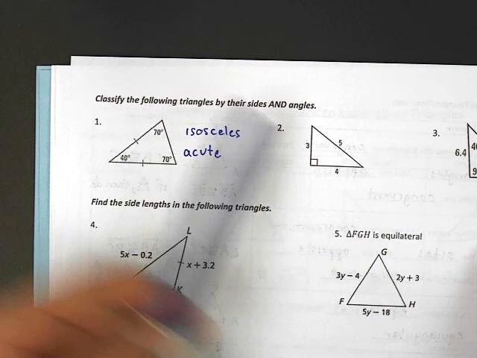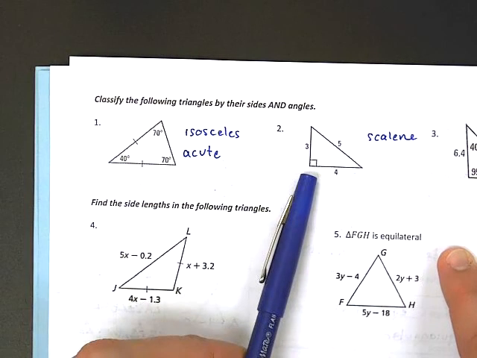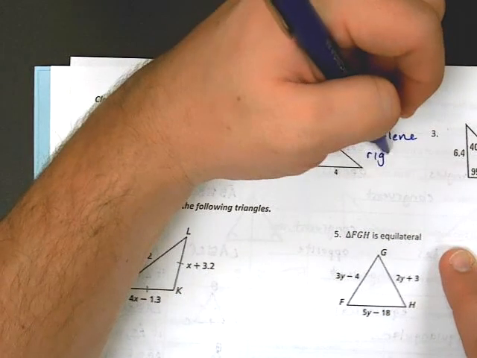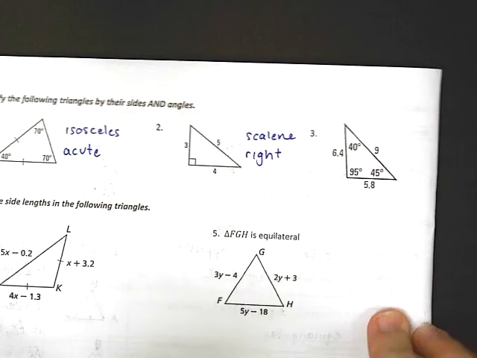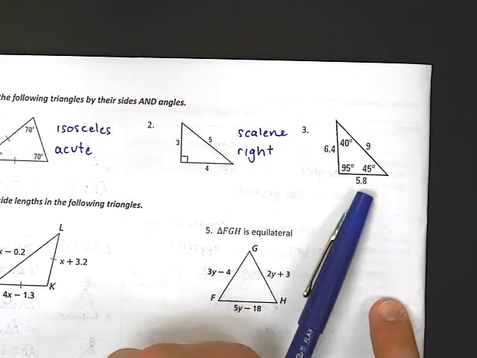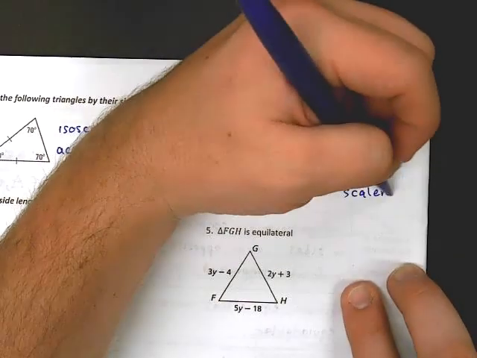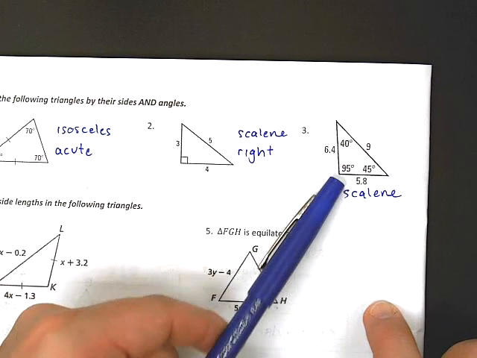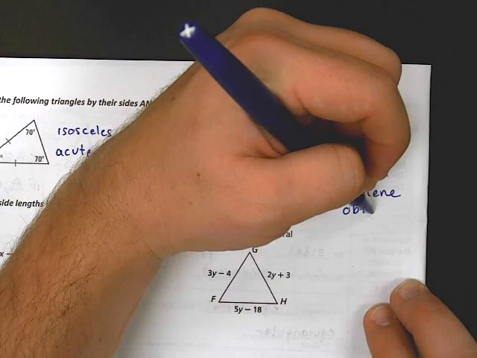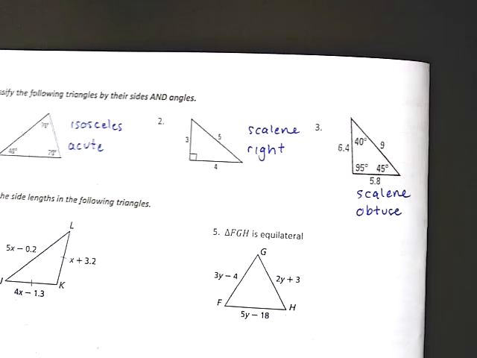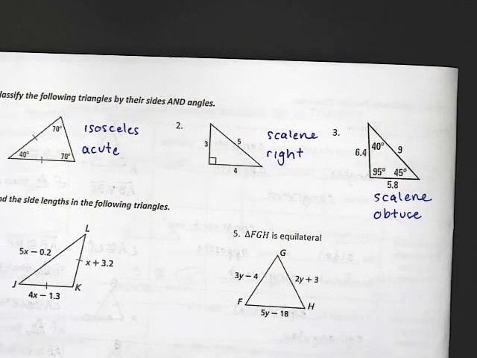How about this one? No sides the same, so scalene. A right angle. Right triangle. Easy enough? Last one. No sides the same, so scalene. Angle, no congruent angles, but one of them is obtuse, so the triangle is an obtuse one. All right? Honestly, I think that should go pretty easy for everyone.